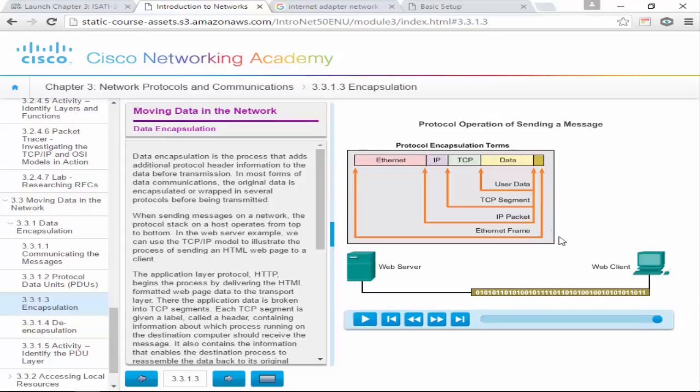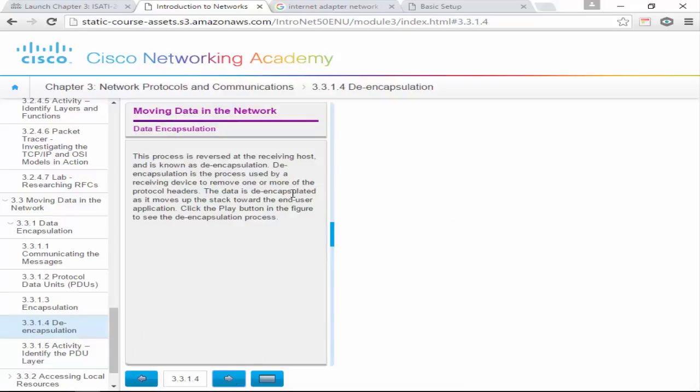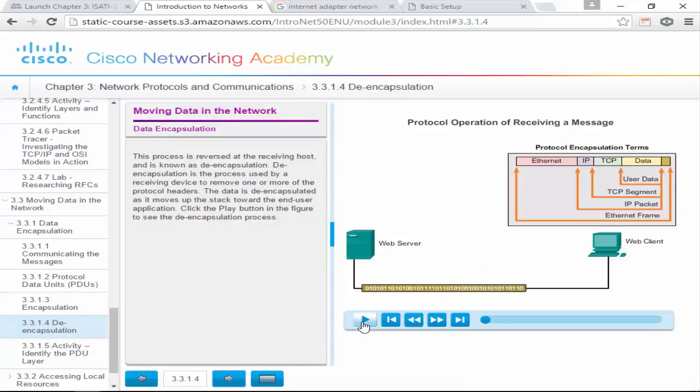The web client receives it, and it's going to take those ones and zeros and de-encapsulate, which is probably what they're going to show in the next picture, where it breaks those ones and zeros back into the data it received. So here we go. Before, the web server encapsulated the data, and now we're going to de-encapsulate to get the data. So we take off the Ethernet header, take off the IP header, take off the transport header, and now we receive the data.